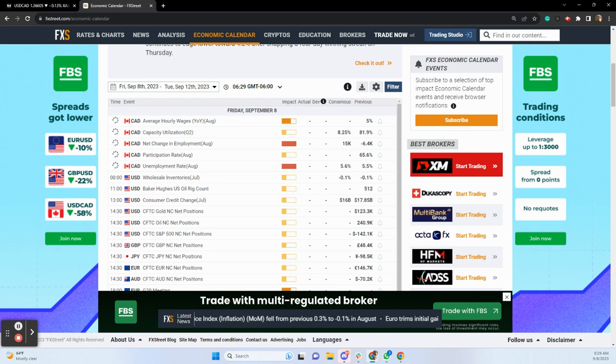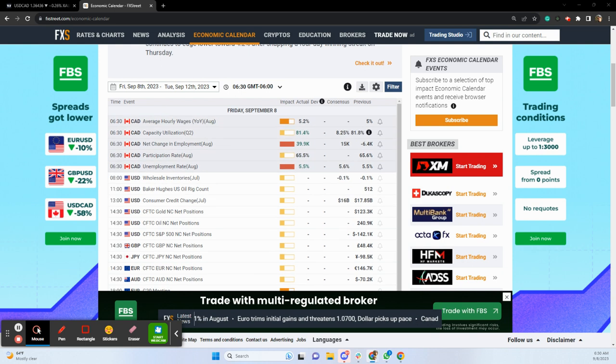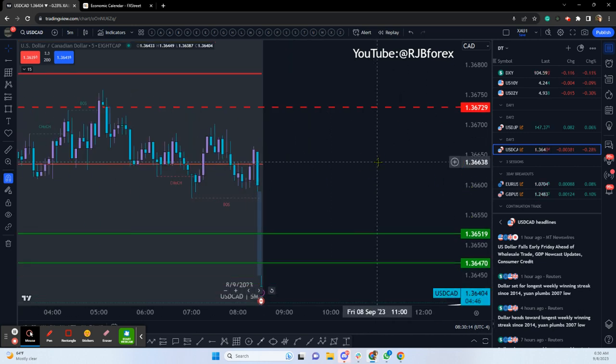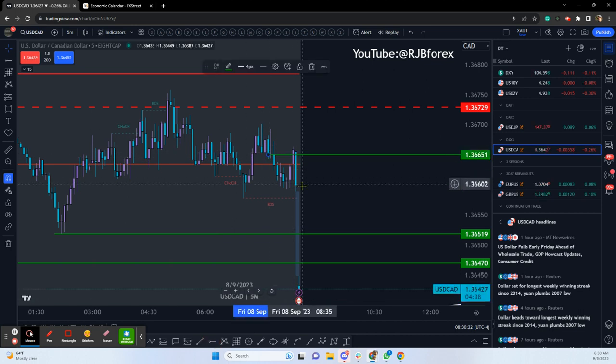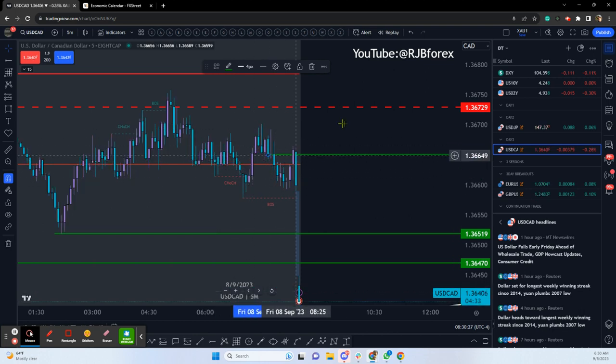What's the data then? We were looking for a higher than expected unemployment rate to weigh on the Canadian dollar. What have we got? No, we've got the opposite. So again, that's a short. So this came up into the neckline of that M formation, right, and sold off. So that is an example of these formations.